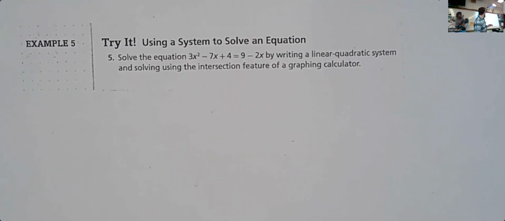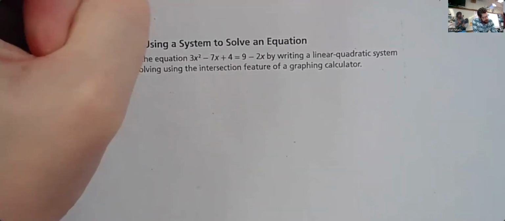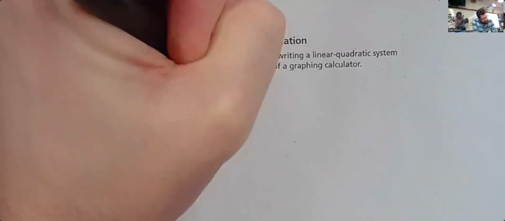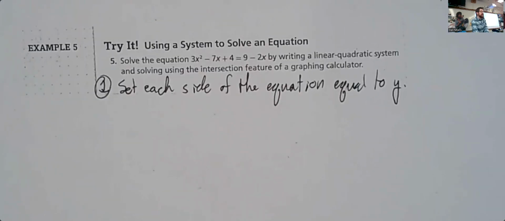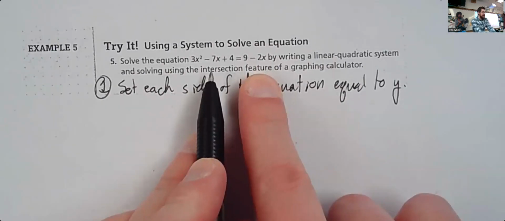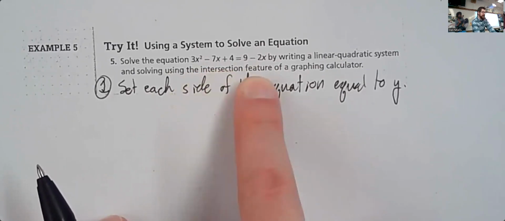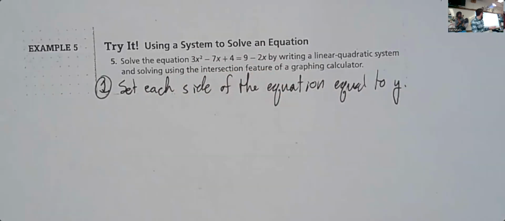So first thing we're going to do, I'm just going to say 1. Set each side of the equation equal to y. Basically what that means is we're going to write 2 equations from this one equation. The left side, 3x squared minus 7x plus 4, we'll set that equal to y. And then the right side, 9 minus 2x, we'll set that equal to y as well. And that'll give us a linear quadratic system.